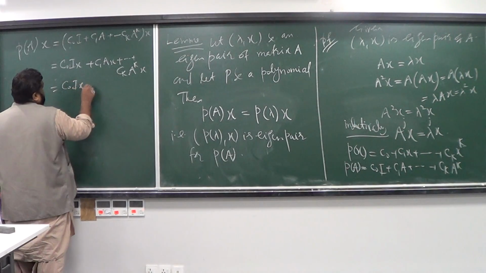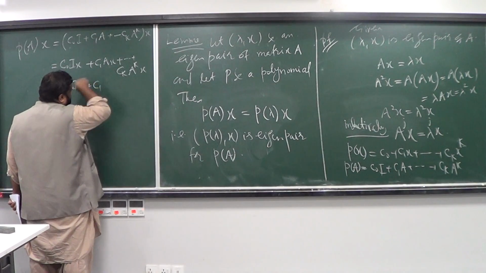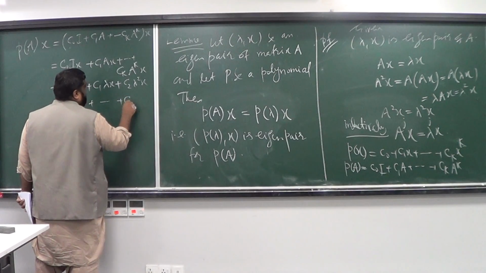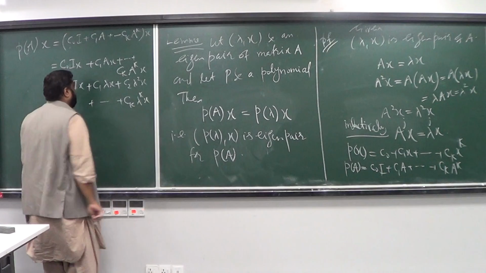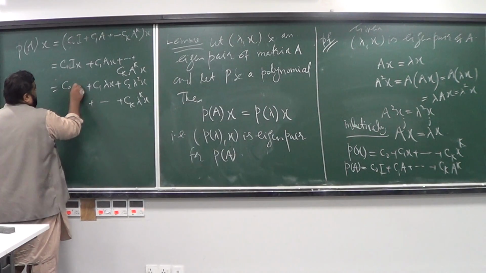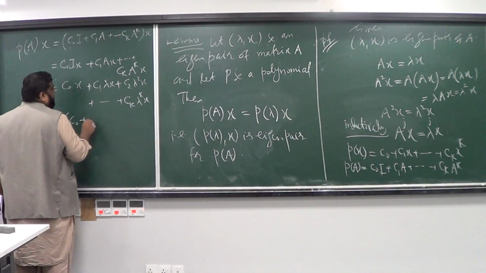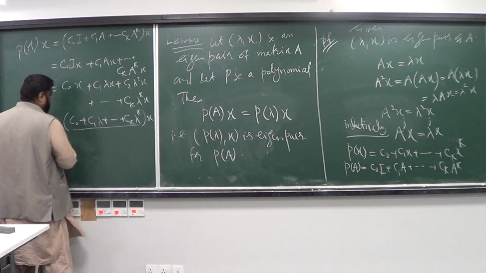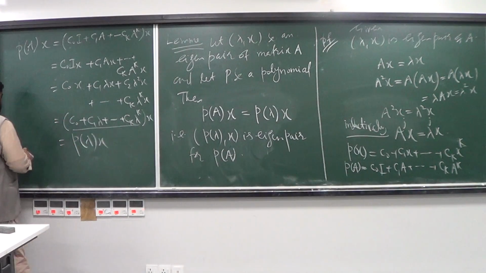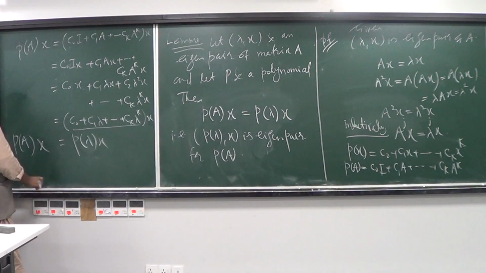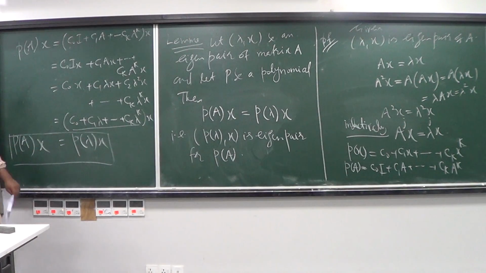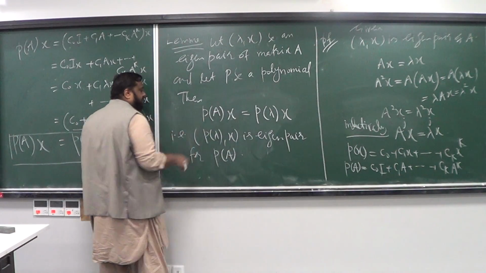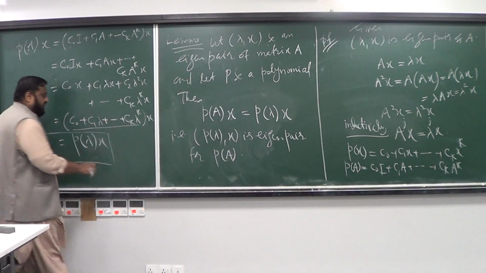Anyway, this will become c0 x plus, since Ax is lambda x, c1 lambda x, plus the next power, c2 lambda square x, plus so on and so forth, up to ck lambda power k x. And if you pull out, for example, x, you're going to remain with c0 plus c1 lambda up to ck lambda power k, operated onto x. And this is precisely P evaluated at lambda times x. Okay? So P of A operated onto x is giving us P evaluated at lambda times x. That is, P of lambda and x is an eigenpair of P of A. This is what this little result shows.